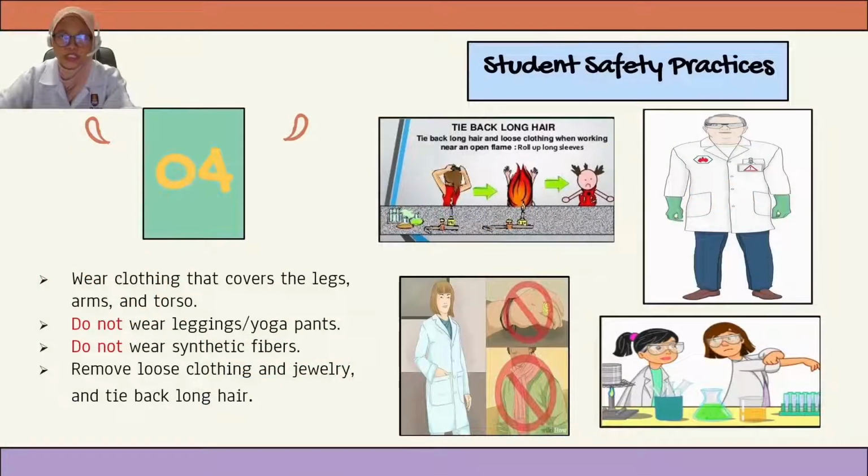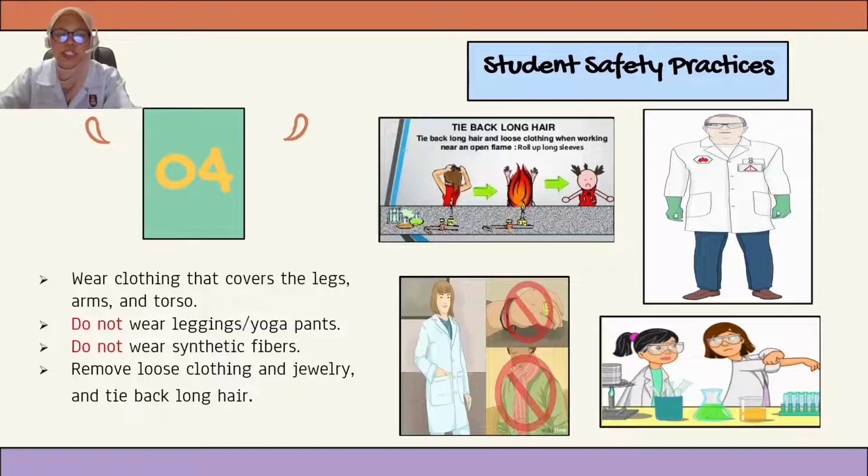The next student safety practice is you need to wear clothing that covers the legs, arms and torso, and do not wear leggings or yoga pants because they offer no barrier between you and the chemicals you are working with. So the chemical can easily absorb and contact the skin. And next, do not wear synthetic fiber because synthetic fibers are generally quite flammable.